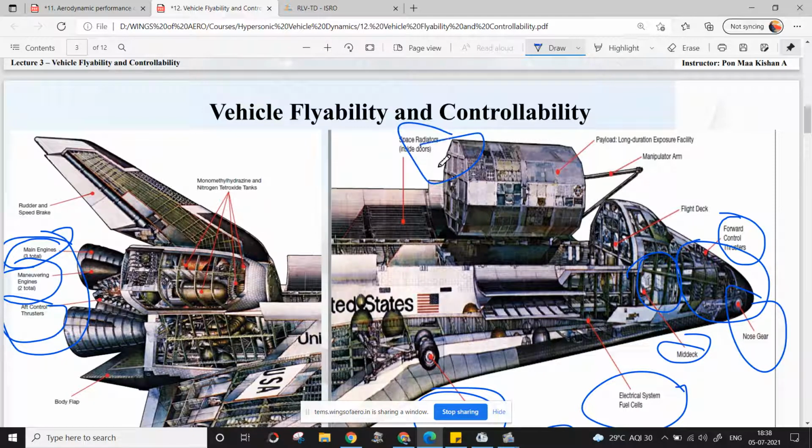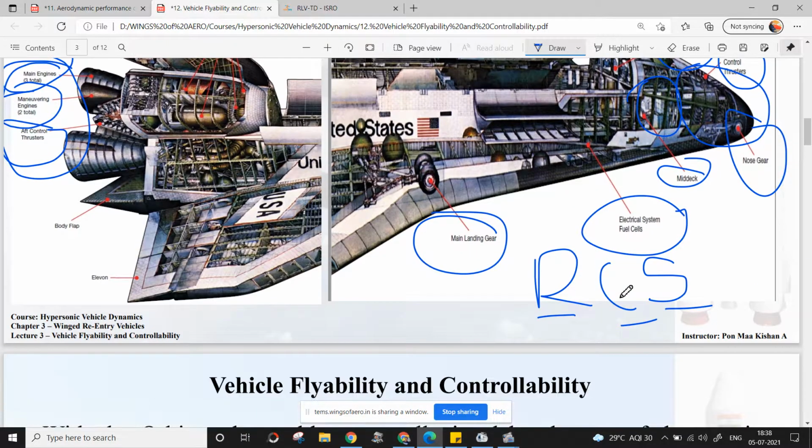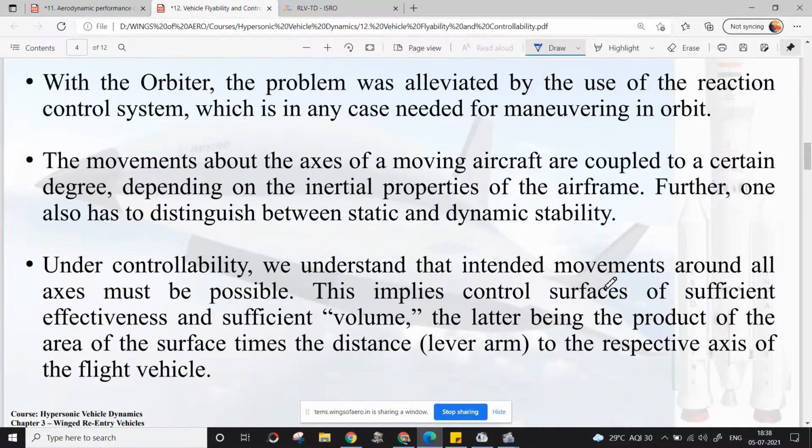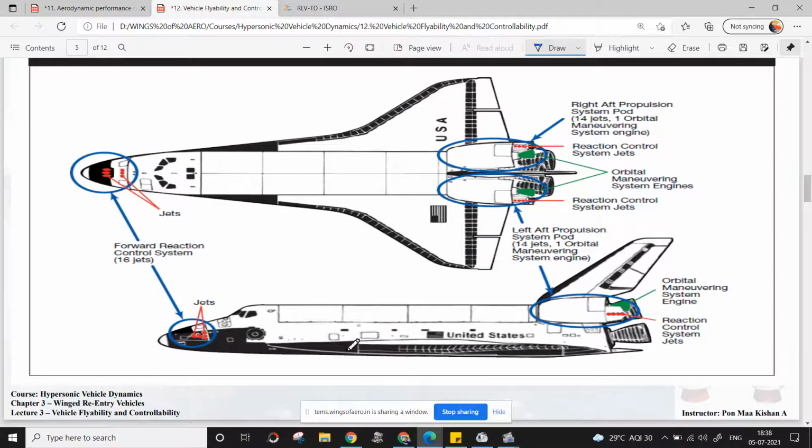Other traditional parts are space radiators, payload, long duration exposure facility, manipulator arm, and flight tech, right? So those are our general factors. So let's see how we are going to stabilize the spacecraft. This is the image I want to show you of the forward reaction control system. The same system is used in SpaceX Crew Dragon also.